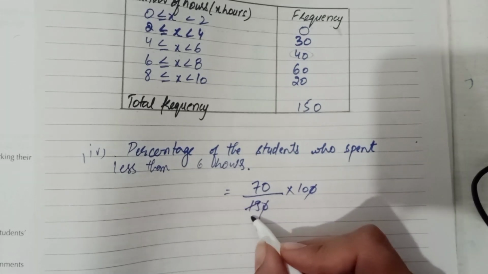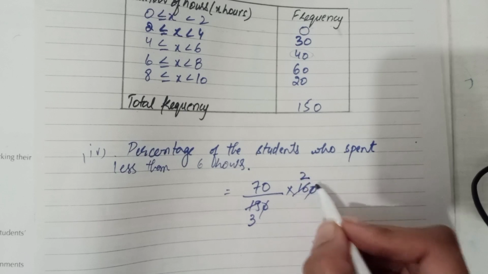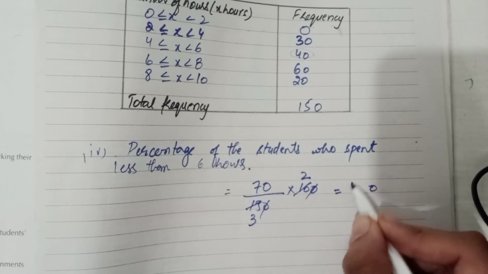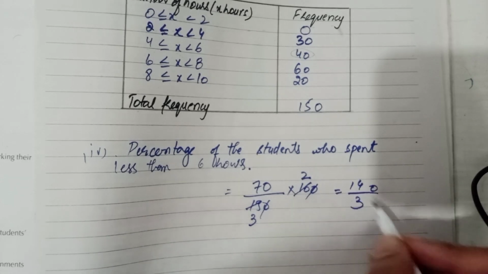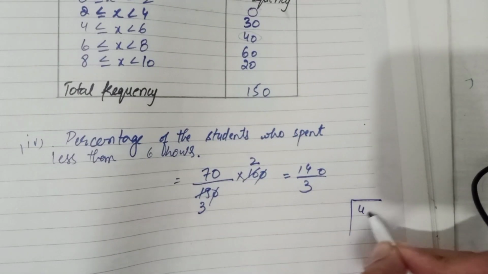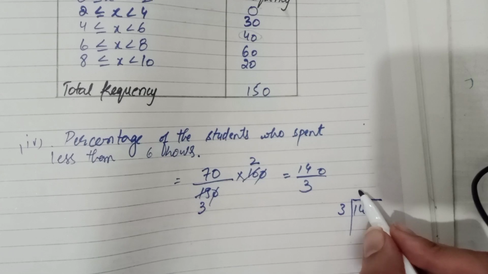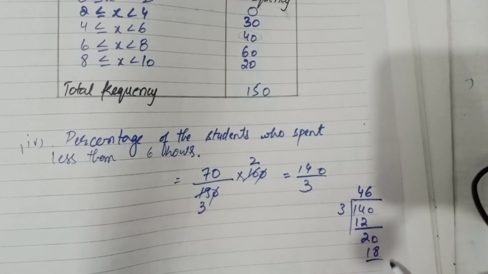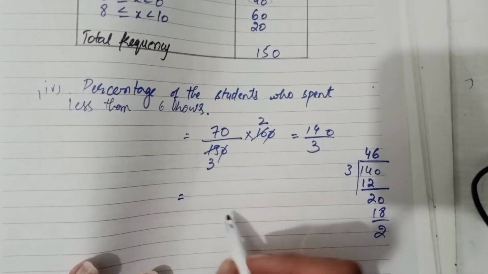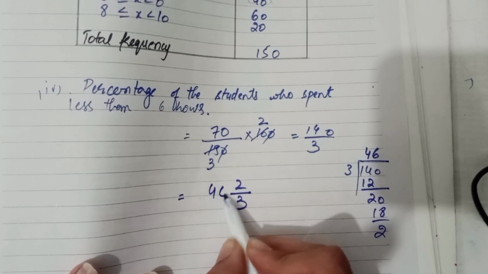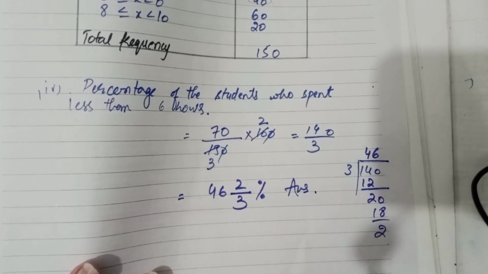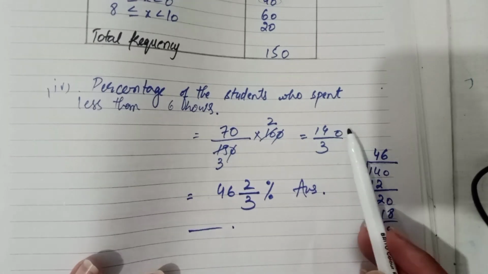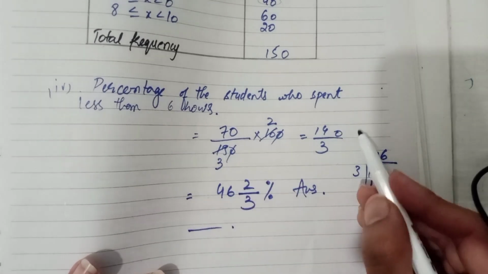Cancel, 5 3 is 2, and now 70 multiplied by 2, 140 divided by 3. 3 4s are 12, 2 and 0, 3 6s are 18, and that is 2. And this is 46 2/3 percent. And that is the answer of part number 4. Now we solved it. This is an improper fraction, we convert it into a mixed number.